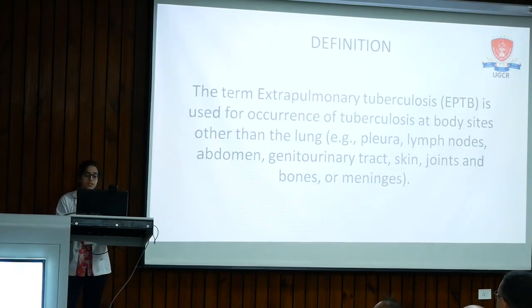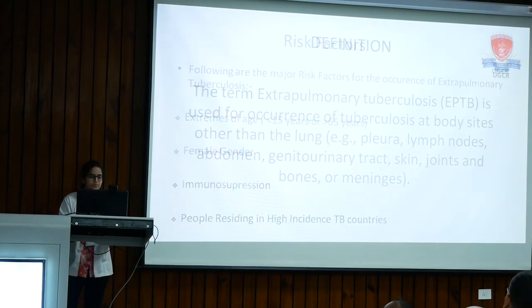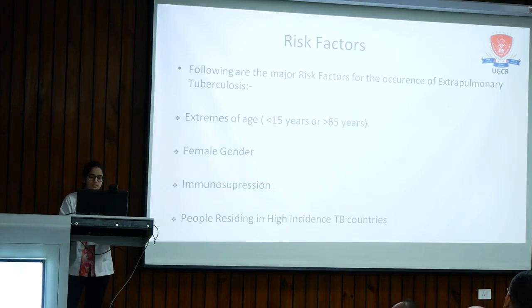The term extrapulmonary tuberculosis is used for occurrence of tuberculosis at body sites other than lungs, which include pleura, lymph nodes, abdomen, genitourinary tract, skin, joints, and bones or meninges. The risk factors are as follows: extremes of age, which include less than 15 years or more than 65 years, female gender, immunosuppression, and people residing in high incidence TB countries.